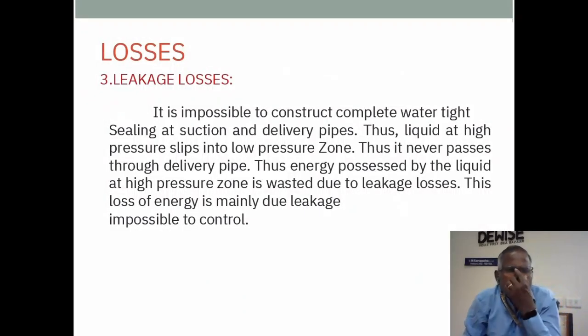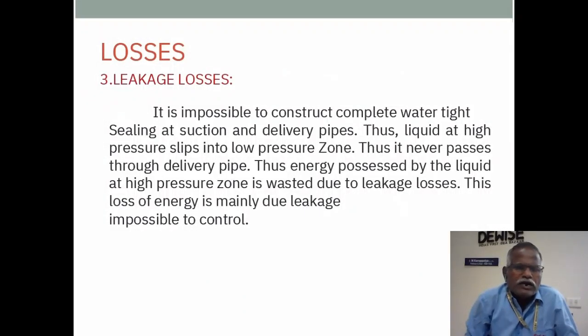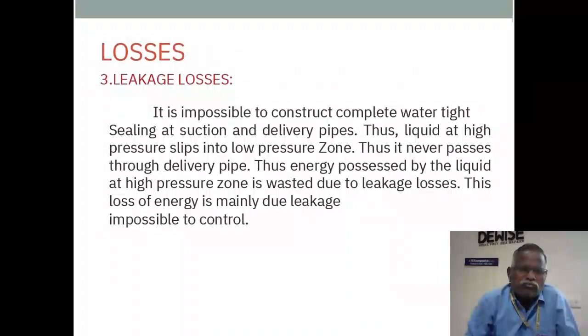Leakage loss: it is impossible to have complete watertight sealing at the suction and delivery pipes. Thus the liquid at very high pressure shifts to a low pressure zone and never passes through the delivery pipe. Thus the energy possessed by the liquid at high pressure is wasted due to leakage loss. This loss of energy is mainly due to leakage, and it is impossible to control.